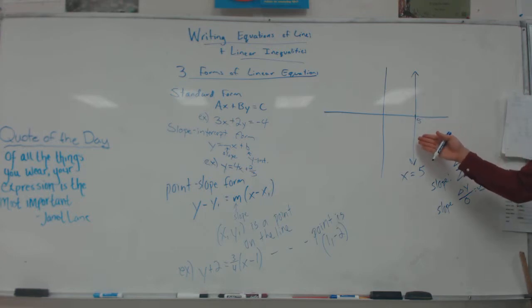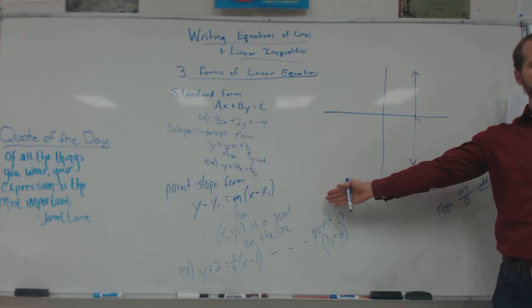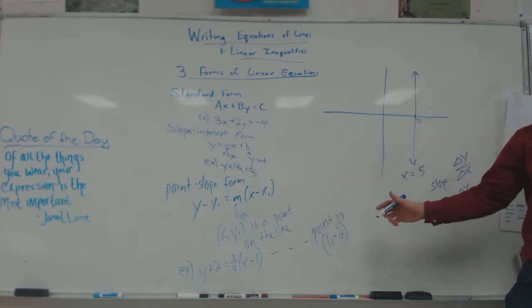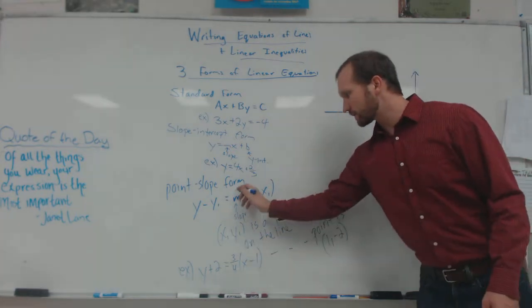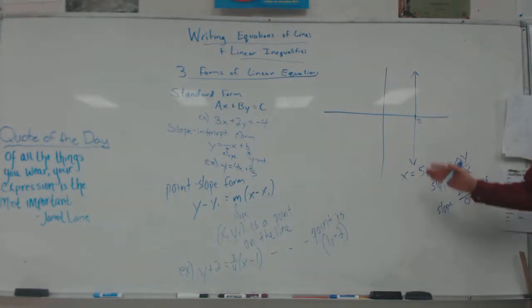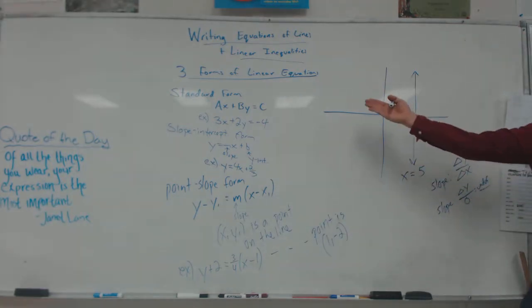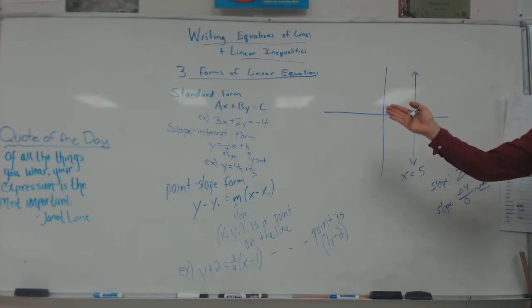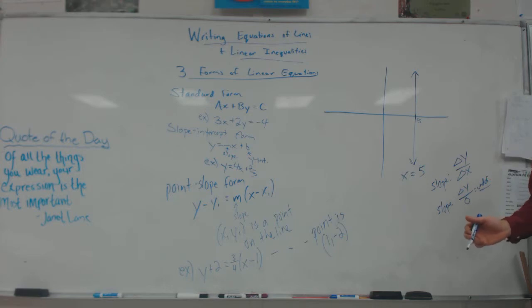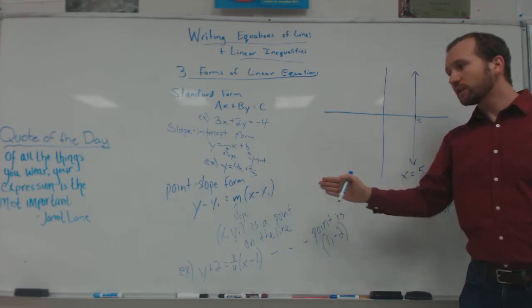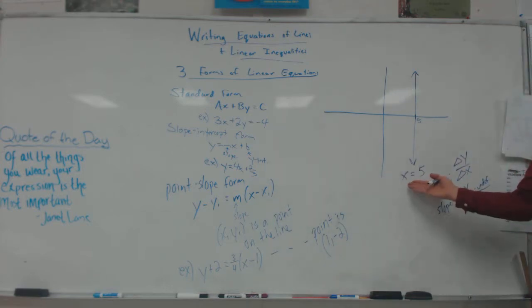If I have an undefined slope, there's no way I can write a point slope form because it requires the slope right there. So vertical lines, you can really only write the standard form. And that's what makes this standard form. You can write the equation of any line in standard form. These two are really useful, but they can't express the equation of a vertical line.